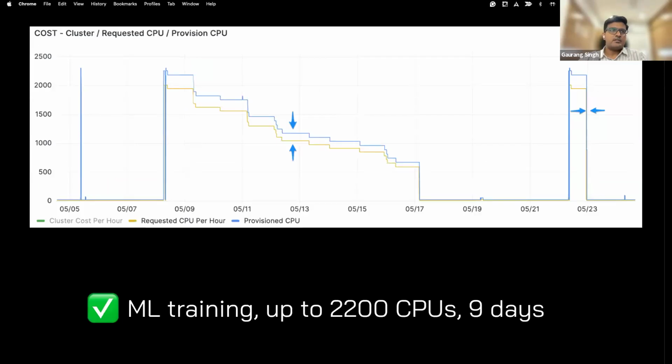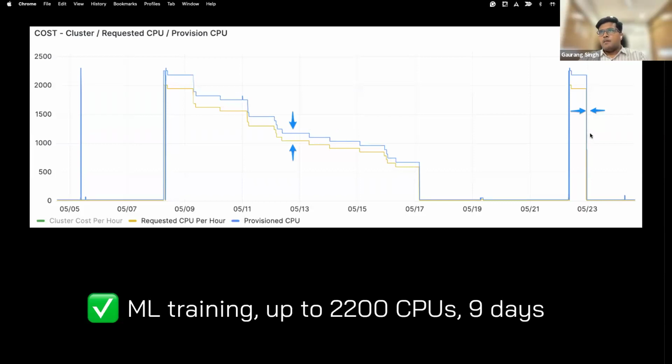Let me move to the next example, right? Again, the same. This particular job ran for 9 days, right? The scale of the job is almost 2000 CPUs. So they started on this. The yellow line is going down as jobs are completing. The pods are deleting themselves, and at the same time, we are also deleting the capacity.